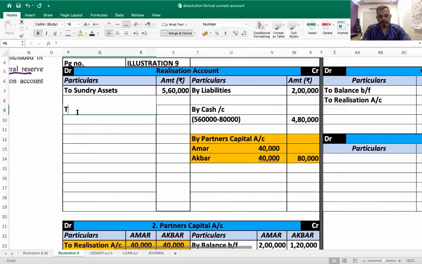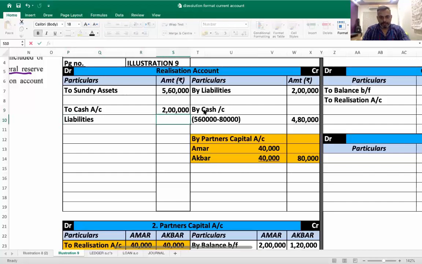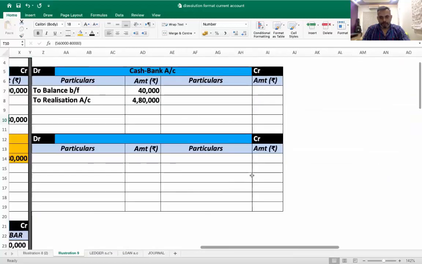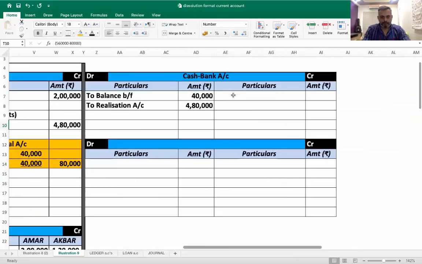Liabilities we will pay off, so to cash account. 2 लाख पूरा का पूरा पे ऑफ कर देंगे। कैश अकाउंट में by realization.